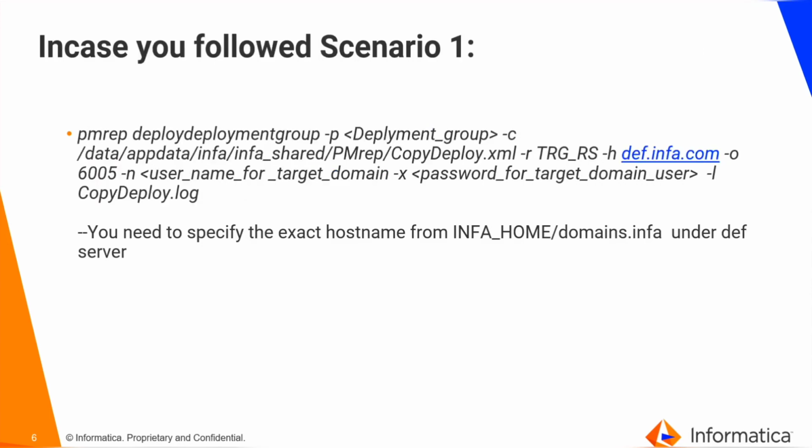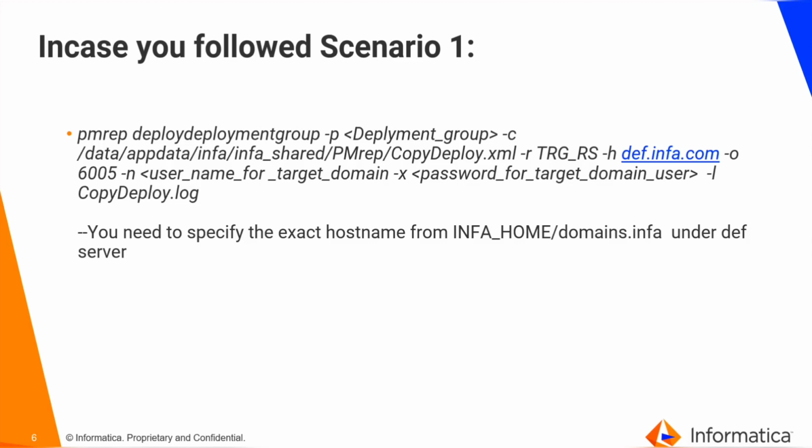So till now we have discussed how to connect to the source repository from either the source domain server or the target domain server. The next step that we need to follow is obviously the deploy deployment group command, where it performs a deployment. You can say the code object migration between your source and the target repository service.